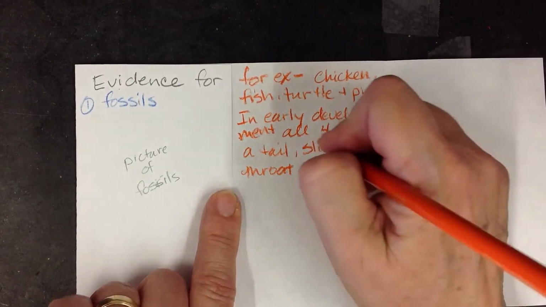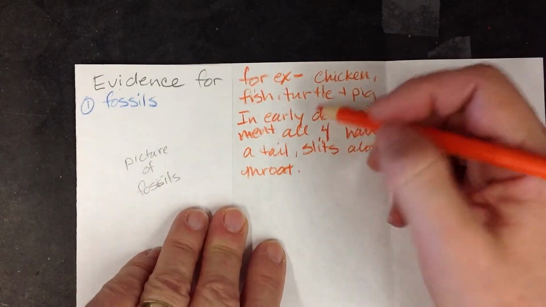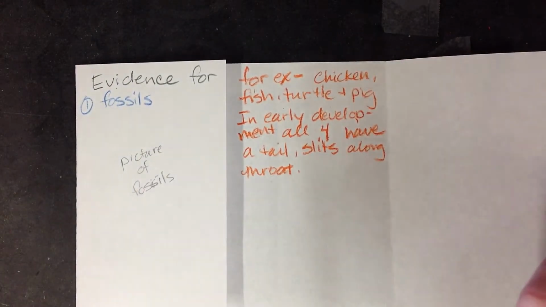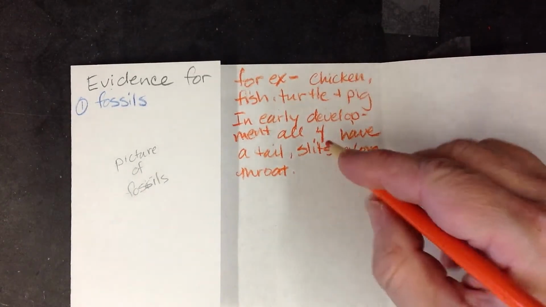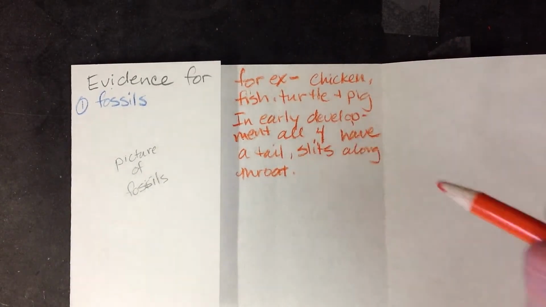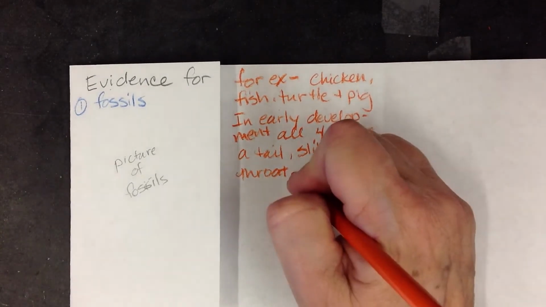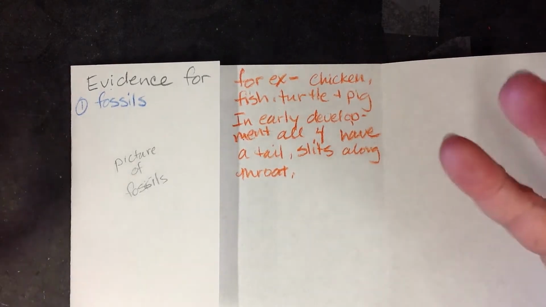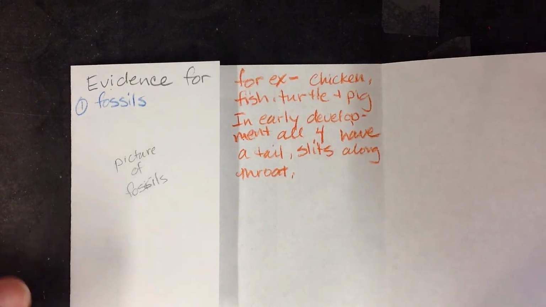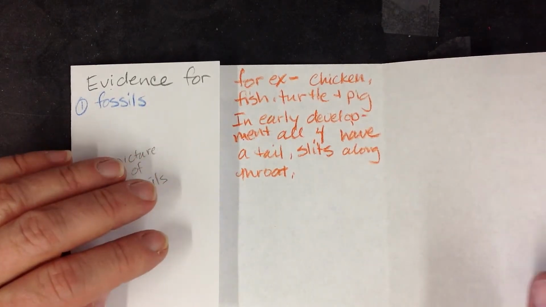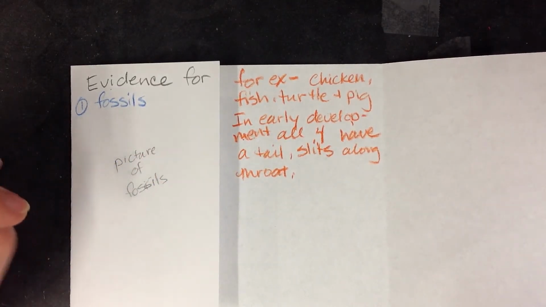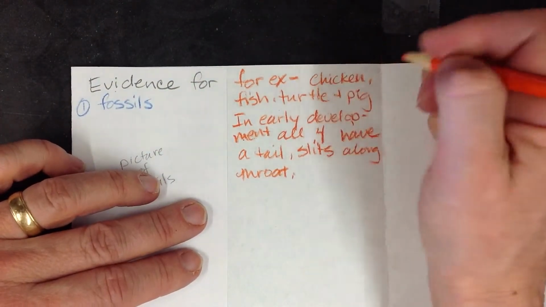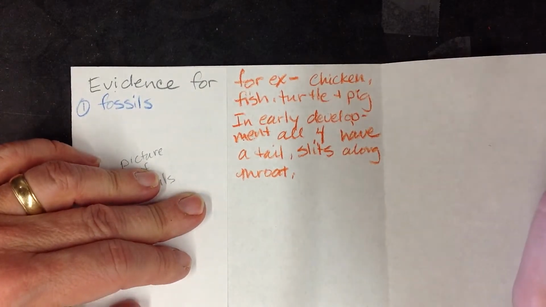The idea here is that, and we know many of these organisms don't have a tail any longer after they're born, and so why do all of these creatures have tails and slits when they don't have those anymore? The idea is that there's a common ancestor passing down these genes that these different animals are getting. Okay? So that would suggest that through time, these animals obviously have changed. A chicken, a fish, turtle, and pig are very different from one another, but yet there's a lot of similarities in their early development prior to being born.